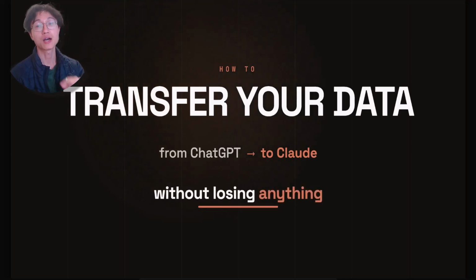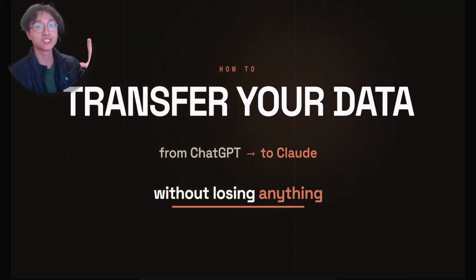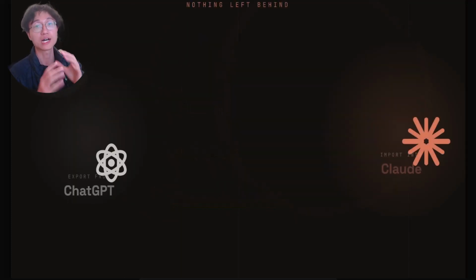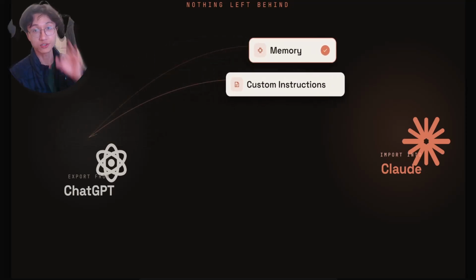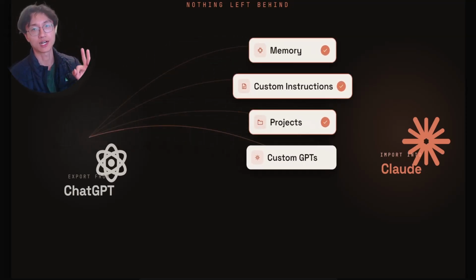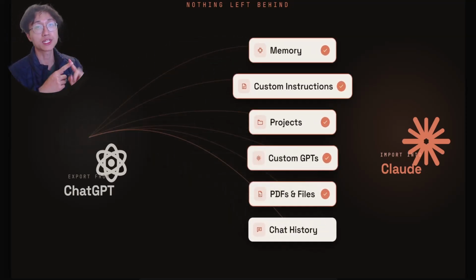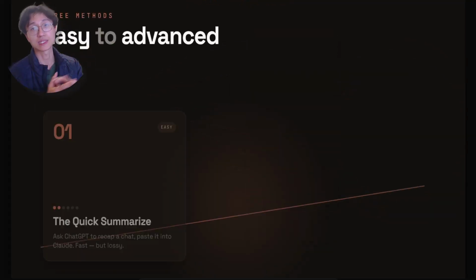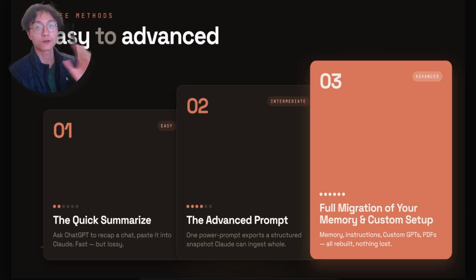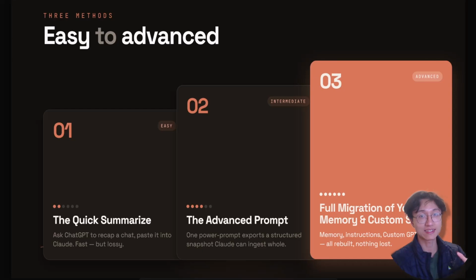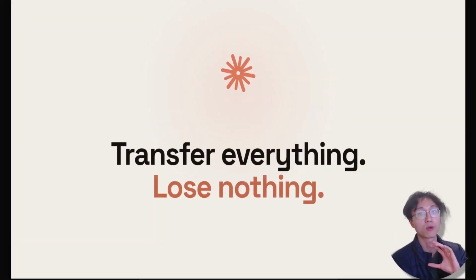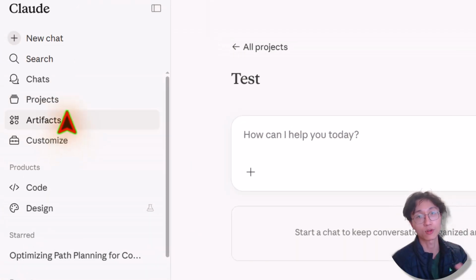Today I'd like to show you how you can transfer from ChatGPT to Claude without losing any data, using 3 methods from easy to advanced. This data includes your memory, instructions, projects, custom GPTs, and all sorts of PDFs that you have attached. Most tutorials only show you the most basic method, which is what I'm going to talk about as well in my first method. It is the easiest method, but we will explore more comprehensive ways to export all your data.